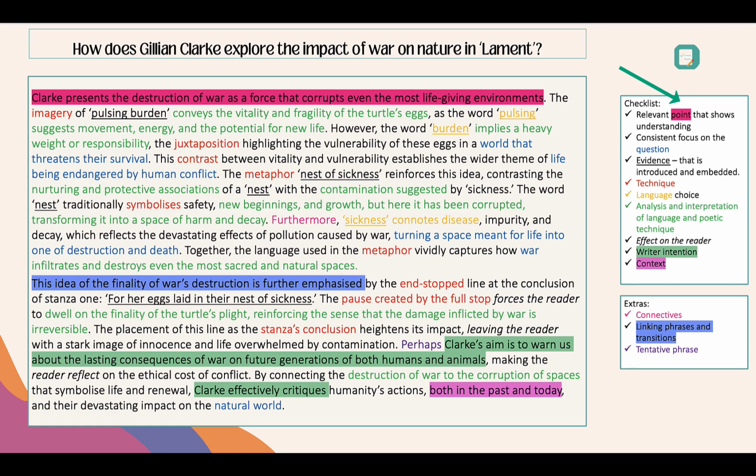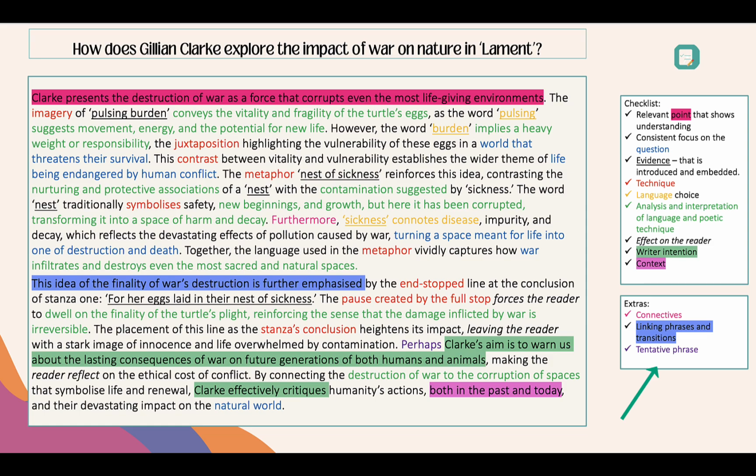Then green is analysis and interpretation of language, poetic techniques. We've got effect on the reader, writer intention, and context. And as you can probably look at it and see what we've got the most of, we've got a lot of this green. And that really is because your analysis is going to build up everything. Your point is the driver. Your quotations are you proving that what you're saying is correct, but then your analysis is showing that you really understand how a poem works, and you really understand how the poet is conveying their message and why it's effective.